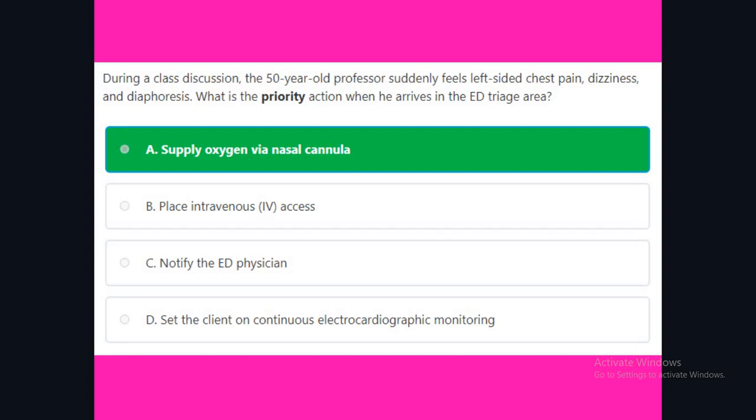Now, you have to prioritize these interventions. Supply oxygen via nasal prongs, place IV line, notify the ED physician, set the client on continuous ECG monitoring, right? First, because this is an emergency situation, we will act first. So, supply oxygen via nasal prongs, because the chest pain would be related to insufficient oxygen supply to the heart.